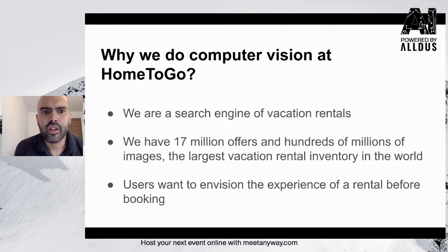Why do we do computer vision at Hometogo? Well, we're a search engine of vacation rentals. We have 70 million offers and hundreds of millions of images. We actually have the largest vacation rental inventory in the world. So for us, computer vision is important because we know that users want to envision the experience of a rental before booking. So this is a very important business problem.